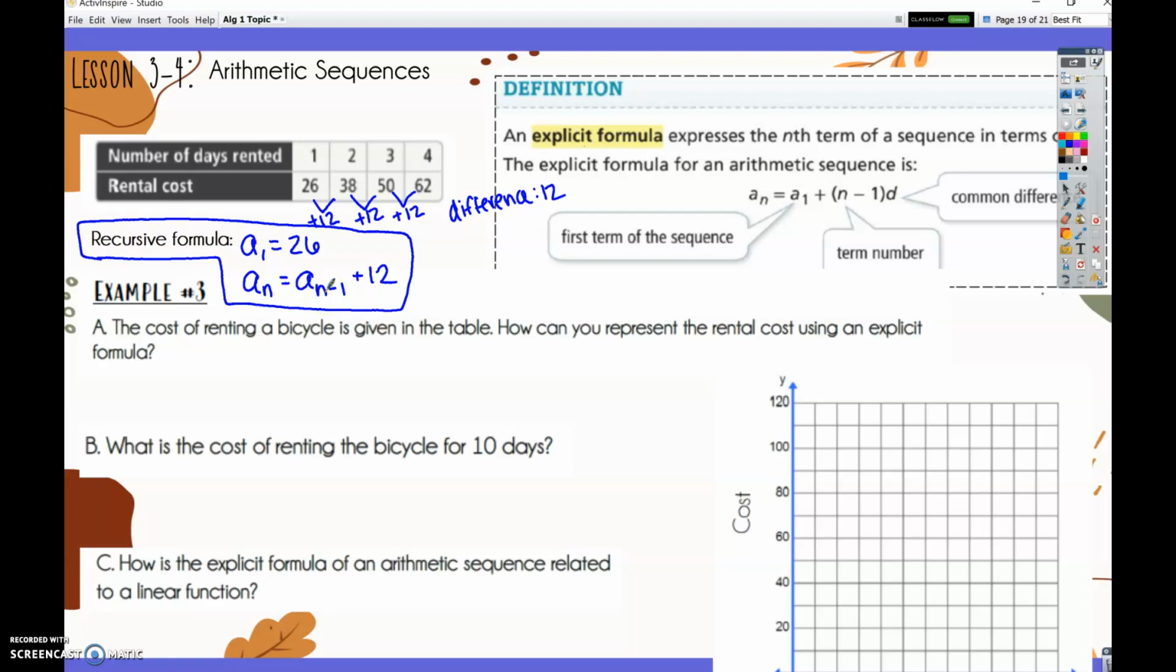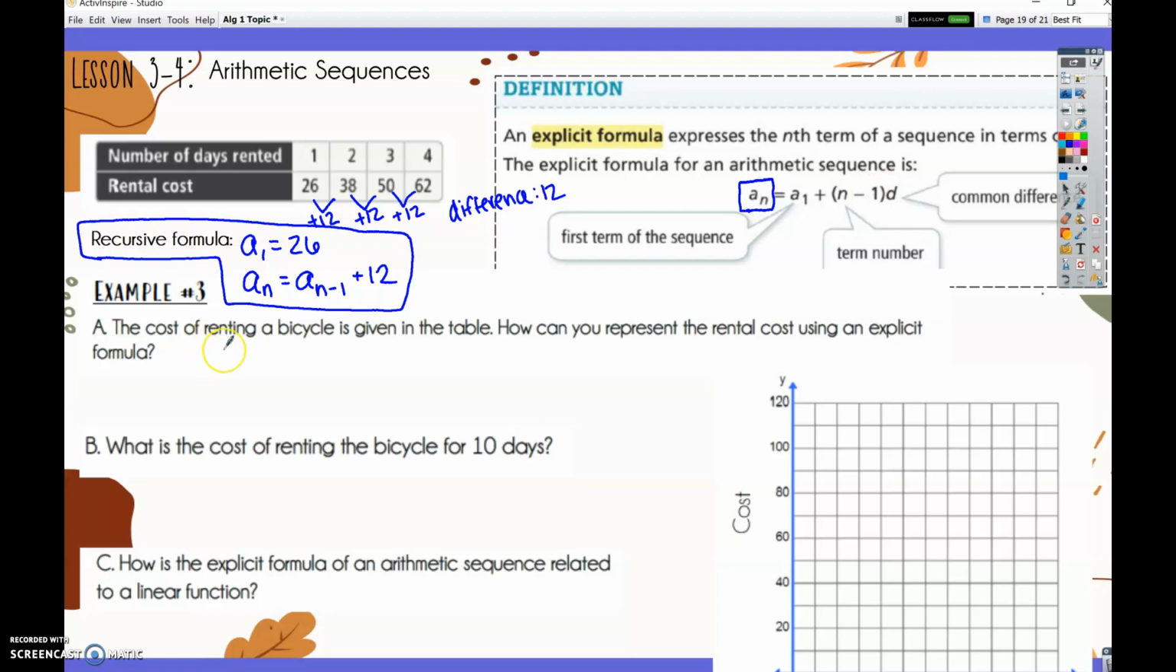But when it comes to an explicit formula, this is a little more helpful. They say if you want to know, say for example, on the 12th day, how much money it will cost to rent the bike, you can do your original first day amount plus the number of days minus 1 times the difference. Let's give it a try.